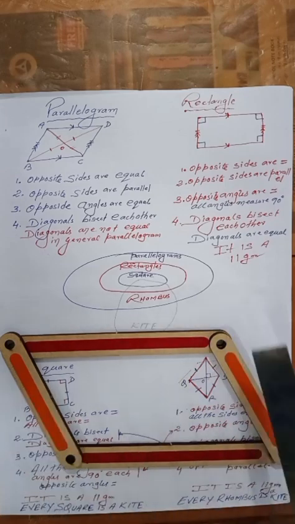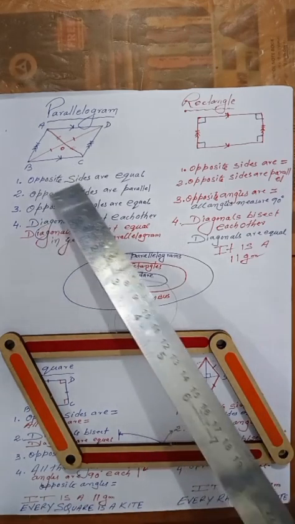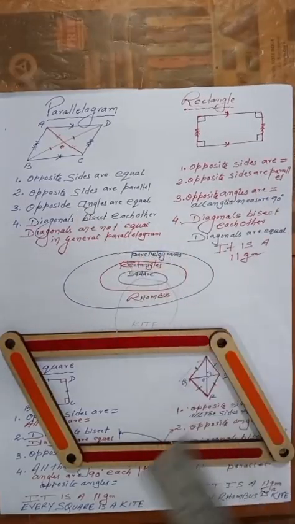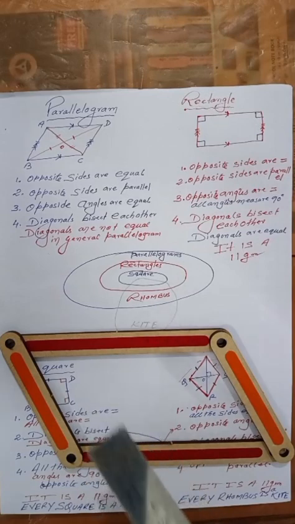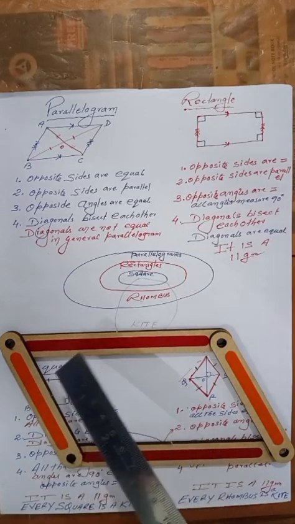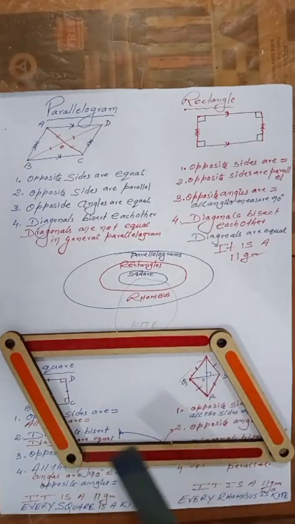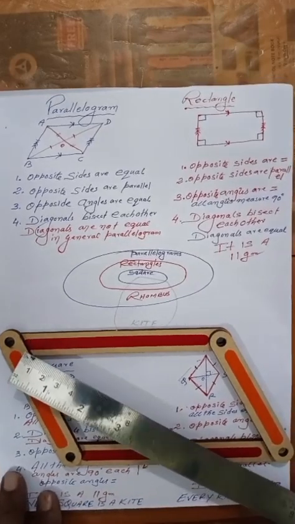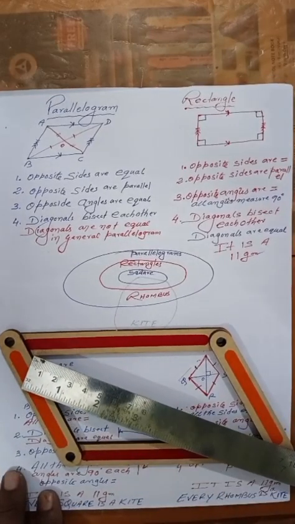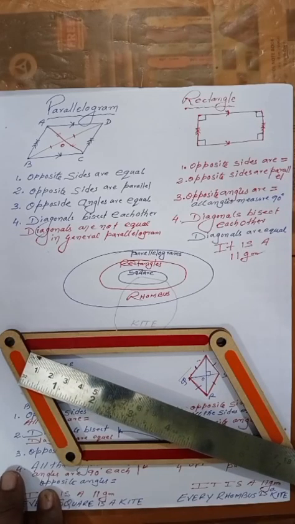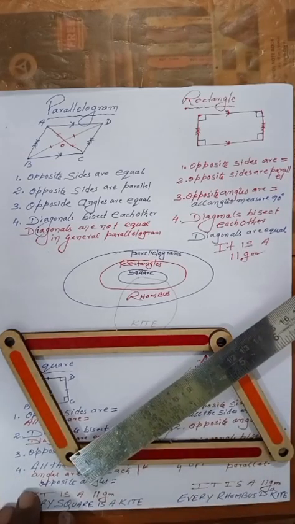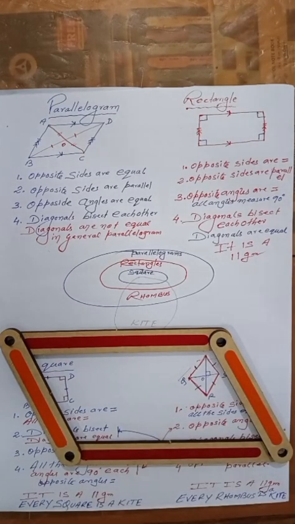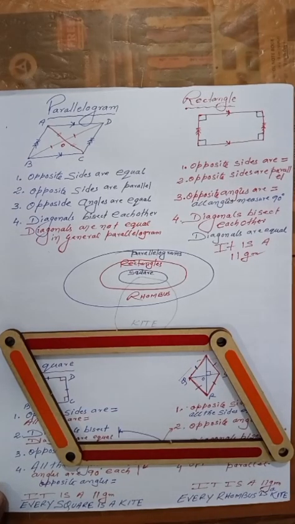So opposite sides are equal in a parallelogram. You see, opposite sides are equal. Opposite sides are also parallel, you can see here. Opposite angles are equal, you can see opposite angles are also equal. And the diagonals, you see here, are not equal. It is coming 6.5 here, and here it is coming nearly about 4.5. So the diagonals are not equal in a regular parallelogram.